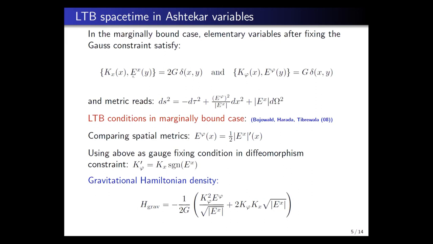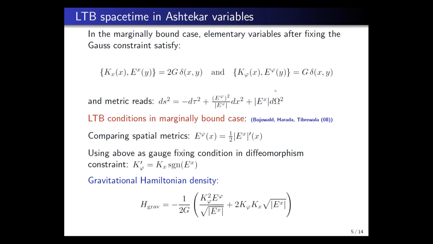Kx is the extrinsic curvature. The marginally bound case, just recall, is just like a spatially flat FLRW model, essentially. So one can relate the extrinsic curvature with the area variable very easily, just using the emergent parameter. And so one is essentially working with the connection here, even though it's written as a Kx. Similarly, the next pair is K phi and E phi, which satisfy this Poisson bracket.